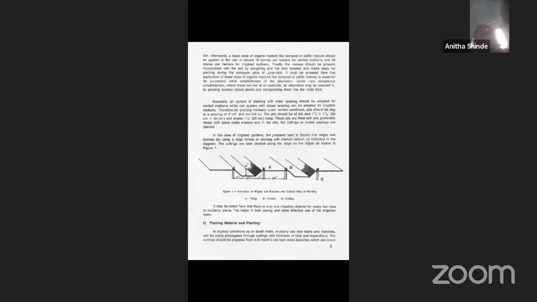After preparing the land, you have to check whether you have to go for the pit method or the row method. Based on that, you have to consider whether it is rain-fed mulberry or irrigated mulberry. You have to take care of that and go according to these different types. And next is the planting material and the planting.